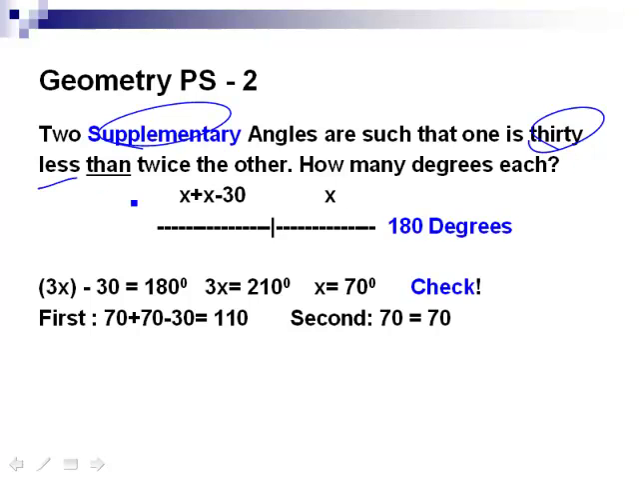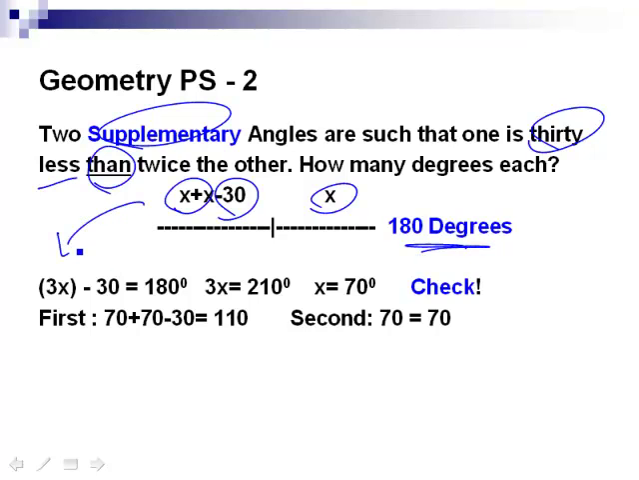In the next problem, we're talking about two supplementary angles are such that one is 30 less than twice the other. Well, it's 30 and it's twice the other. Okay, so we've got it twice the other one and it's 30 less than the other one. So you see how the setup is here. All right, we can check the way we set it up. As soon as you set it up, you need to go back to the words and make sure you have set it up right.